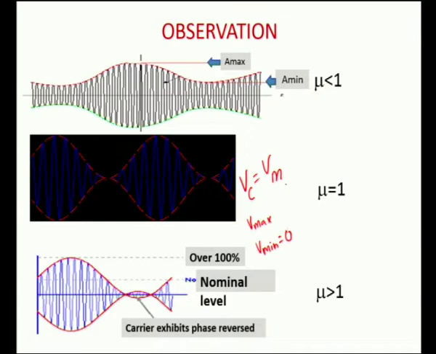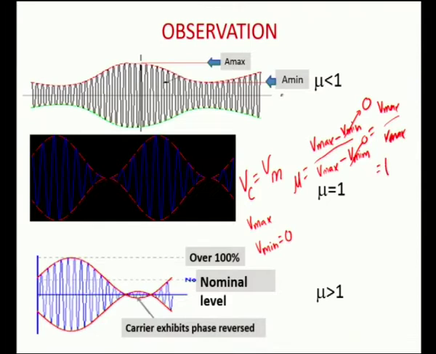You get a value for V max, but V min will be 0. So, when you substitute into the formula, V max minus V min, which is 0, divided by V max plus V min, which is V max, finally you get V max by V max, which is nothing but 1. So, this modulation is called critical modulation. The point at which V min goes to 0 is called critical modulation. The amplitude of the carrier becomes equal to the amplitude of the message signal.